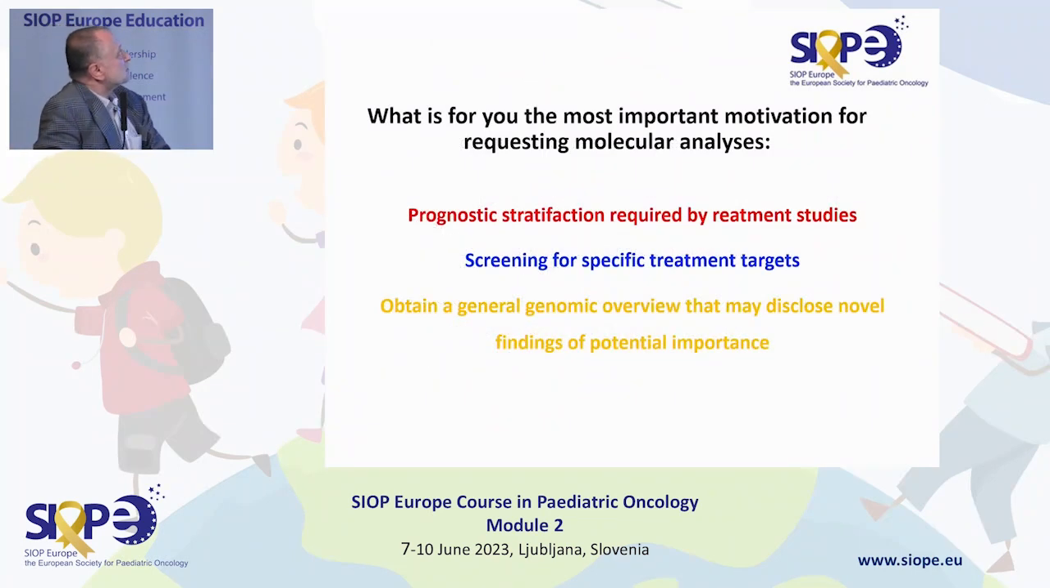So here's the next question, or actually opinion poll. What is for you the most important motivation for requesting molecular analysis? Is it the prognostic stratification, which is just required by treatment studies? Are you interested to screen for specific treatment targets, for instance, in resistant cases or in relapsed cases? Or do you want more to obtain a general genomic overview that may disclose novel findings of potential importance? So you have to decide. Okay, it's not always the same color.